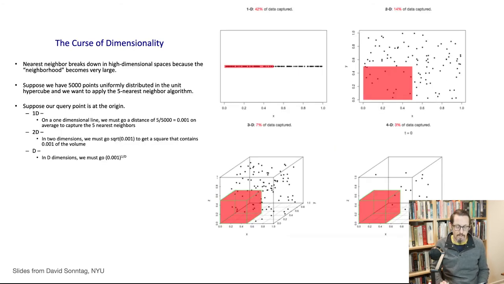Finally, just a little word about dimensionality in k-nearest neighbors. K-nearest neighbors does not do well with large numbers of variables. Don't do it. This is what's called the curse of dimensionality. Suppose we have a bunch of data points to distribute through a unit cube, or a unit hypercube, and we want to find neighbors. That's the whole point of this algorithm.